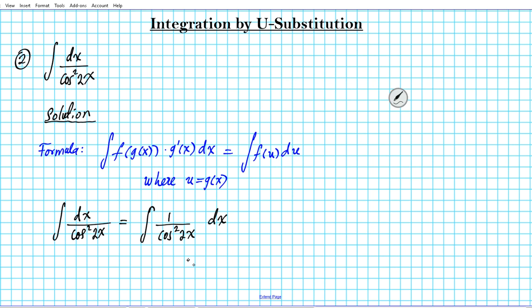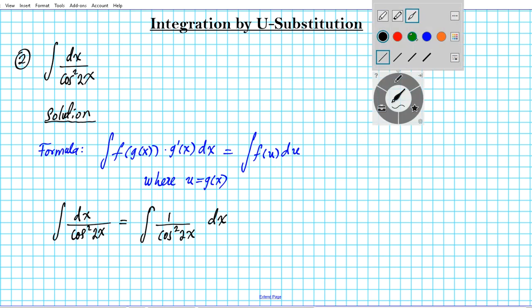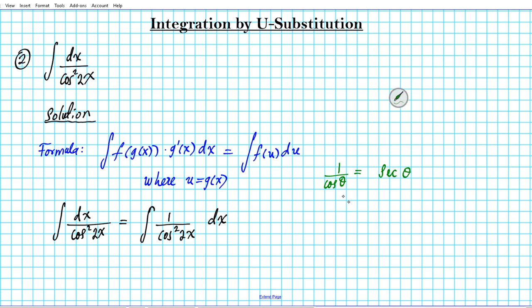Well, 1 over cosine square x is not an easily recognizable antiderivative or derivative. So what we're going to do here is write this in a format that's consistent with a known derivative. Remember your identities. You remember what 1 over cosine theta is? It is a reciprocal identity. 1 over cosine theta is equal to secant theta. So it follows that 1 over cosine square theta is secant square theta.